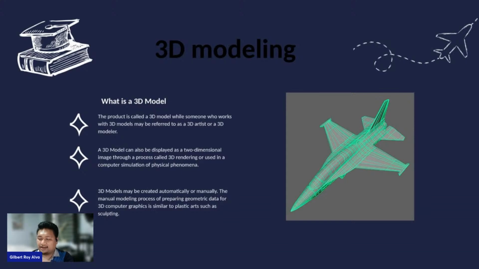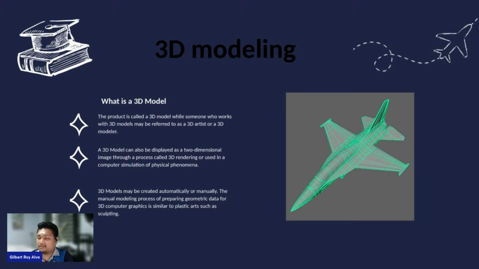Okay, for some basic information about 3D modeling, what is a 3D model? The product is called a 3D model, while someone who works with 3D models may be referred to as a 3D artist or 3D modeler. I don't know why I typed this. What is a 3D model?